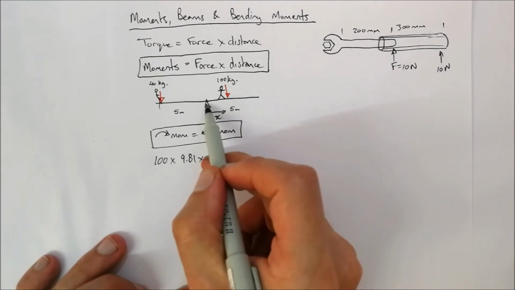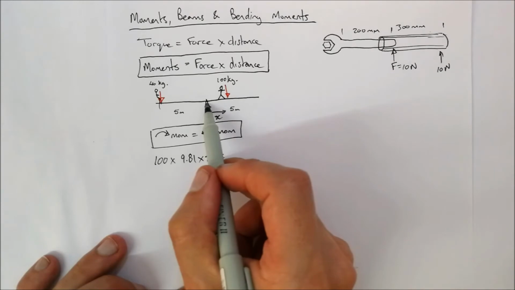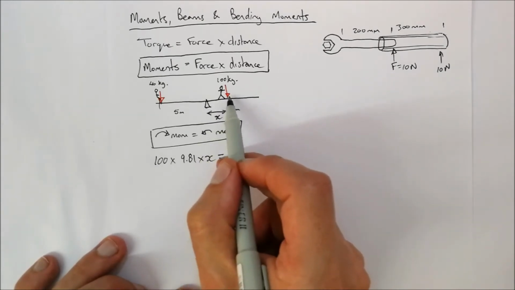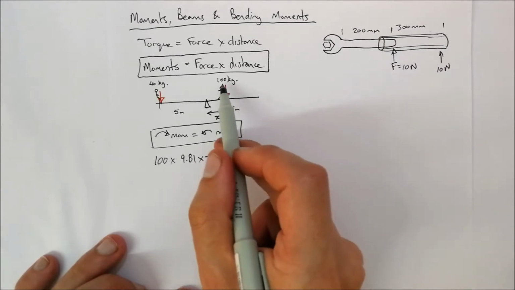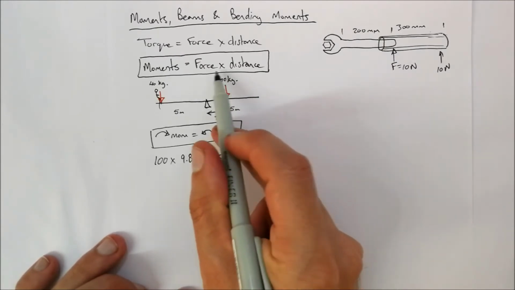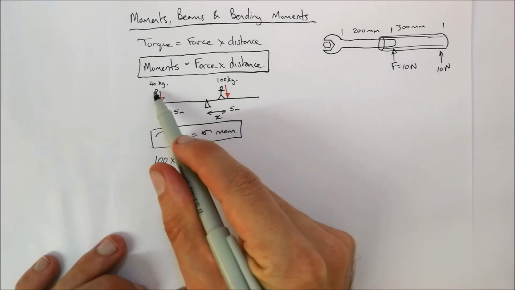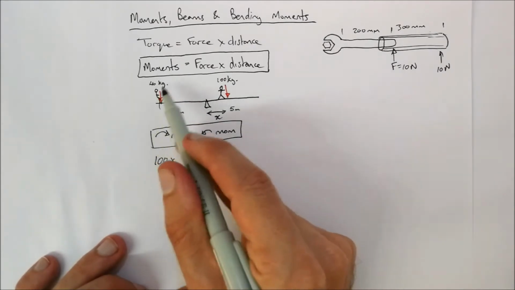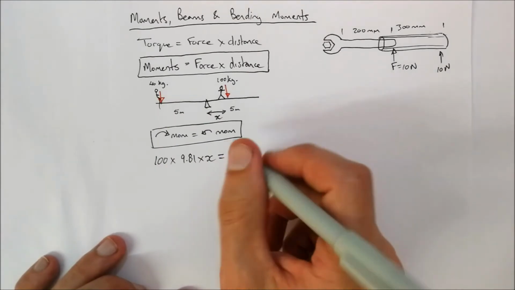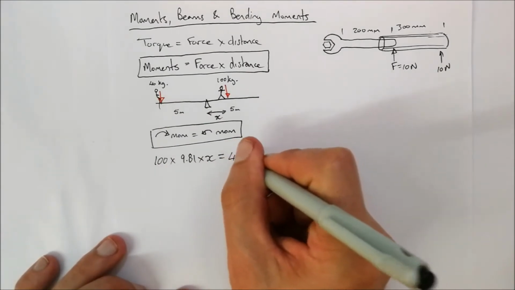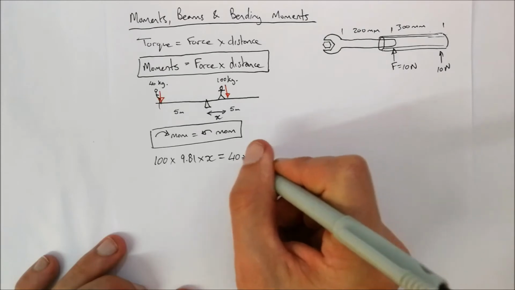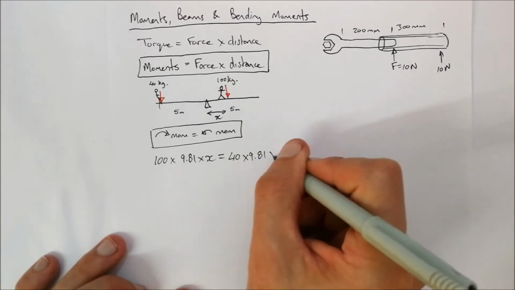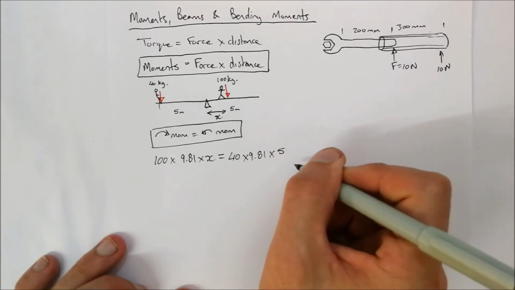Now we look at the anti-clockwise direction. If we place our pen at the pivot point and go in an anti-clockwise direction, we will ignore this 100 kg because it's going against the anti-clockwise direction. But this 40 kg is going with the direction of anti-clockwise, so we'll take that 40 kg into account. That is 40 times 9.81 to get a force, multiplied by 5 meters.